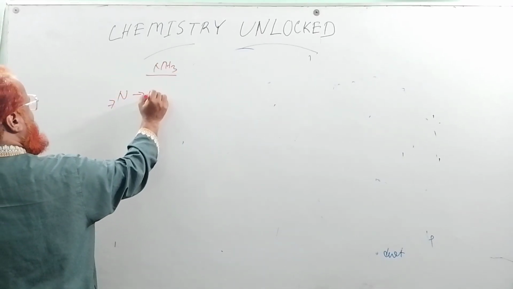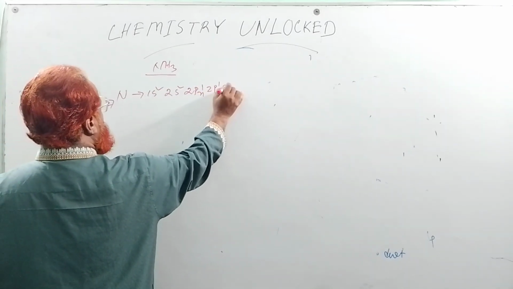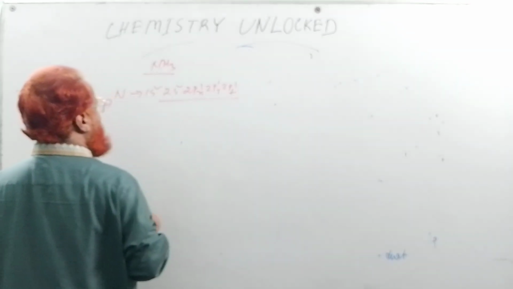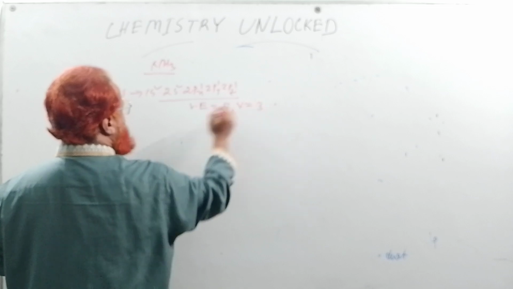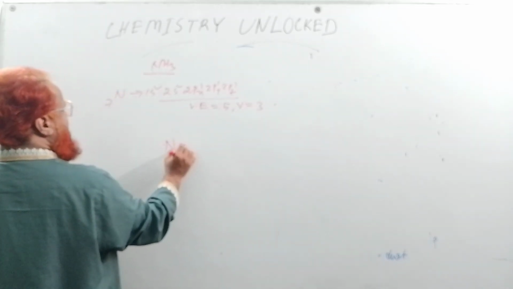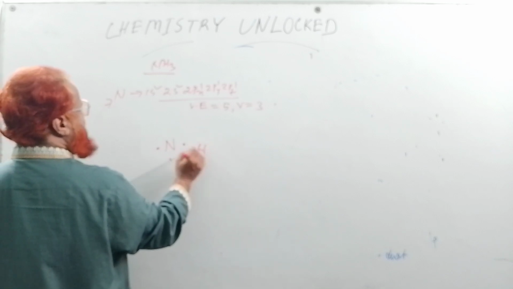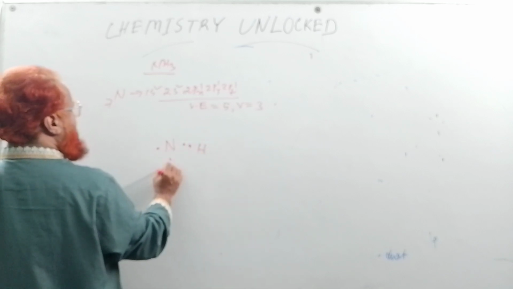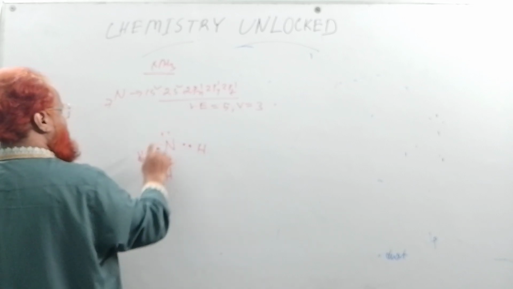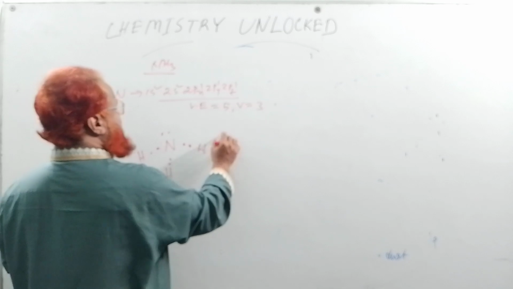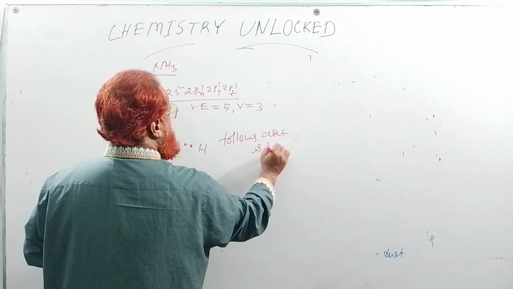Nitrogen is 1s2, 2s2, 2px1, 2py1, 2pz1. So the total number of electrons here is 5. Valence electron is 5. Valency is what? 3. So nitrogen has 3 unpaired electrons, 1, 2 and 3, and these 3 unpaired electrons will be paired with the 3 hydrogen atoms like this. So here the total number of electrons is also 8: 2, 4, 6, 8, including lone pair and bond pairs. So it also follows what rule? Octet rule and duet rule both.